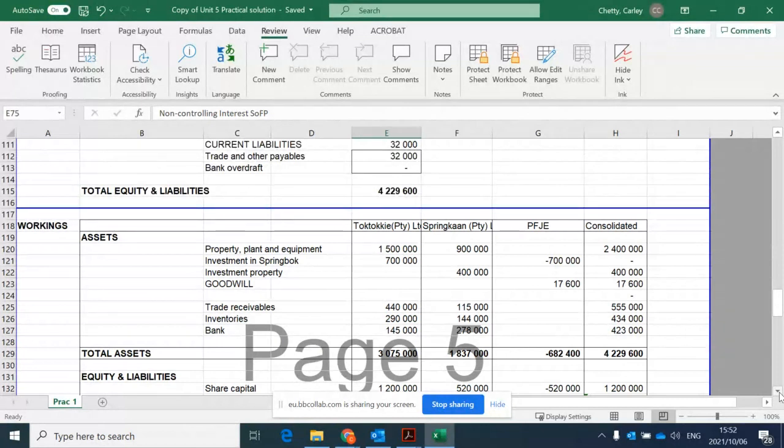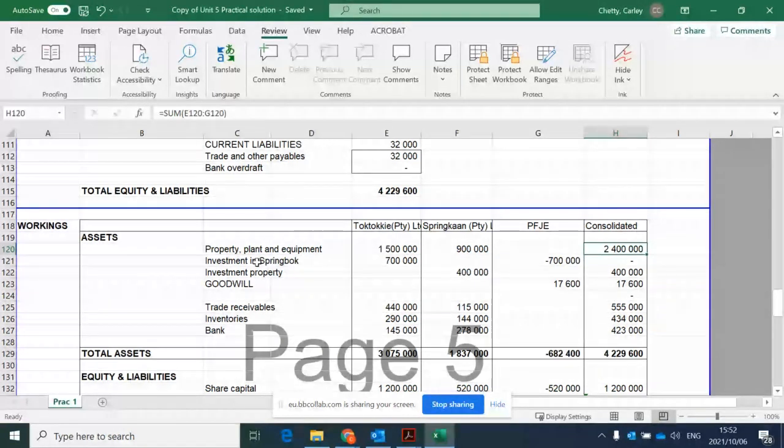Then one of the steps next is to add line by line Talkie with SpringCon to get the consolidated figures. So here, property, plant and equipment, Talkie is 1.5 million, SpringCon is 900,000. That will give us a consolidated figure of 2.4 million. And this will go in our statement of financial position. Okay, this is just the working.